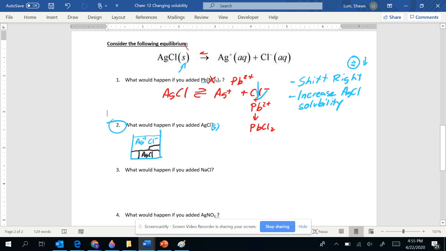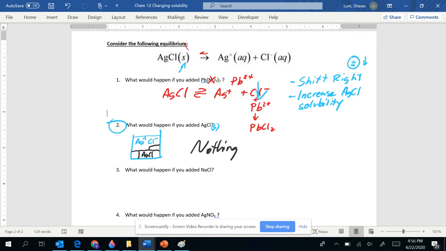So what would happen if you added AgCl? Nothing. You're adding a solid. You're not increasing the concentration of Ag. You're not increasing the concentration of Cl. It's not going to be affecting the equilibrium. One can make the argument that it's going to increase the reaction rate by creating a larger surface area, and that's probably true. But if you're increasing the reaction rate in the forward direction, it's also going to increase it in the reverse direction, and so therefore, still nothing is going to happen.